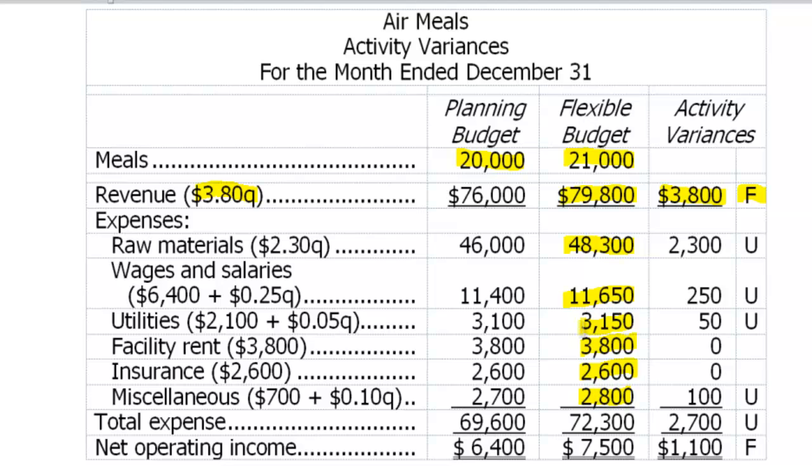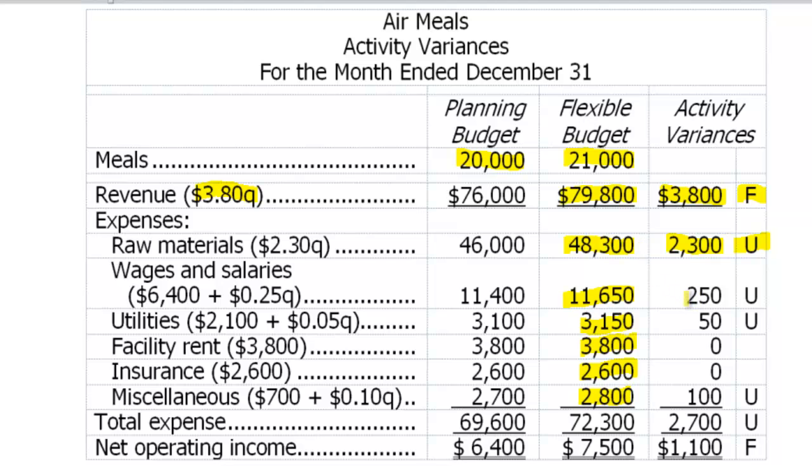For each one of these items in the flexible budget, which is based upon actual meals, we will compare it to the planning budget, which was based upon 20,000 meals. We can see that our raw materials are higher than planned. They're higher by $2,300. That is unfavorable because in the flexible budget, the expense is higher. Be careful, unfavorable does not mean good or bad here. It just means more or less. Unfavorable expenses means more expenses. Favorable expenses means less expenses.